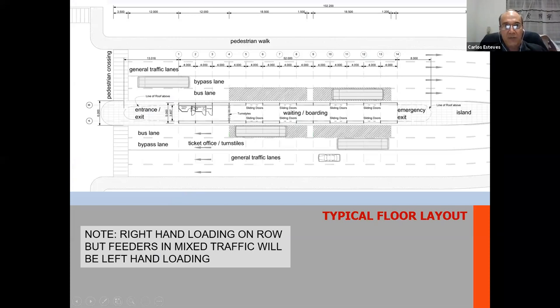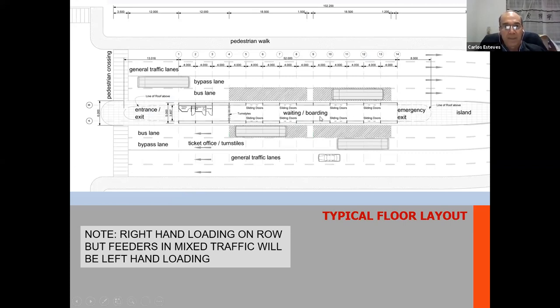Center platform, you have your ticket office, server room, and all the rest there. You have gates, waiting and boarding. It's a closed system. You pay before you go through the gates to get in, like the underground, the metros overseas. And then you have an emergency exit, and we had a sump at the back here where the generator could be housed.